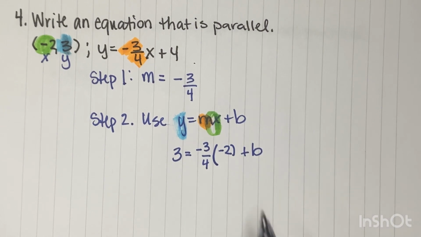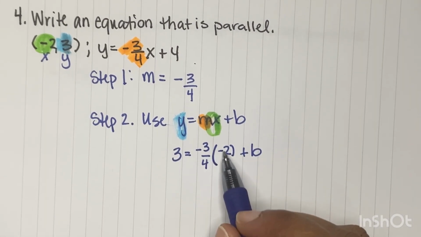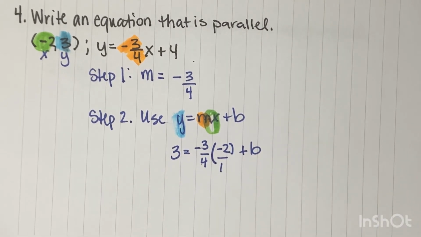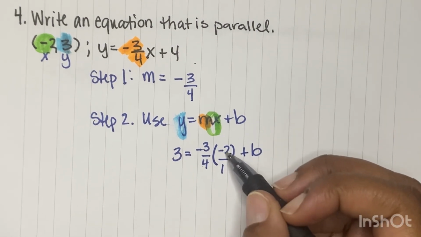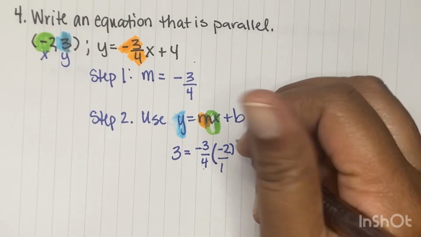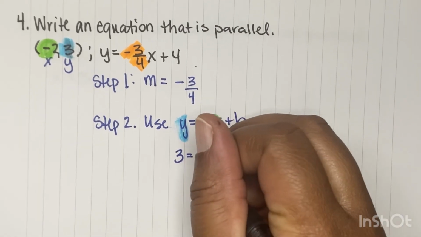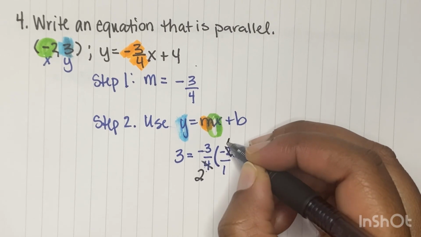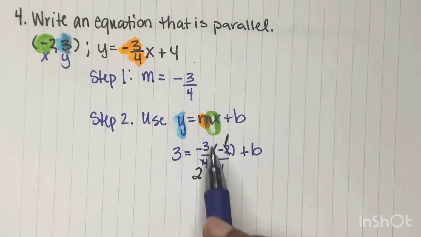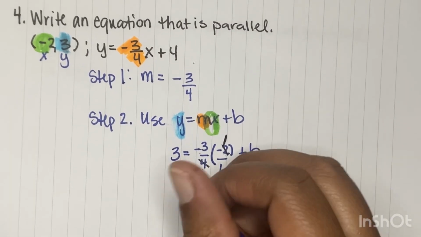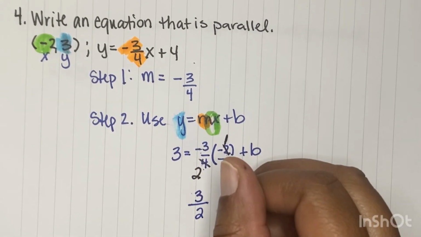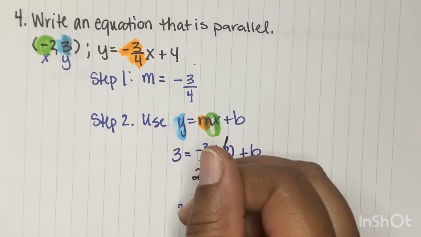All right, so there's multiple ways we could do this. We could put this over a 1, and we could just multiply straight across. But I like to say, let's cross simplify first. So we know 2 goes into 4 2 times. So there's a 2 down here, and then this will go to a 1. So now we're going to do -3 times a -1, which is a +3, and 2 times 1, which is 2, plus b equals 3.